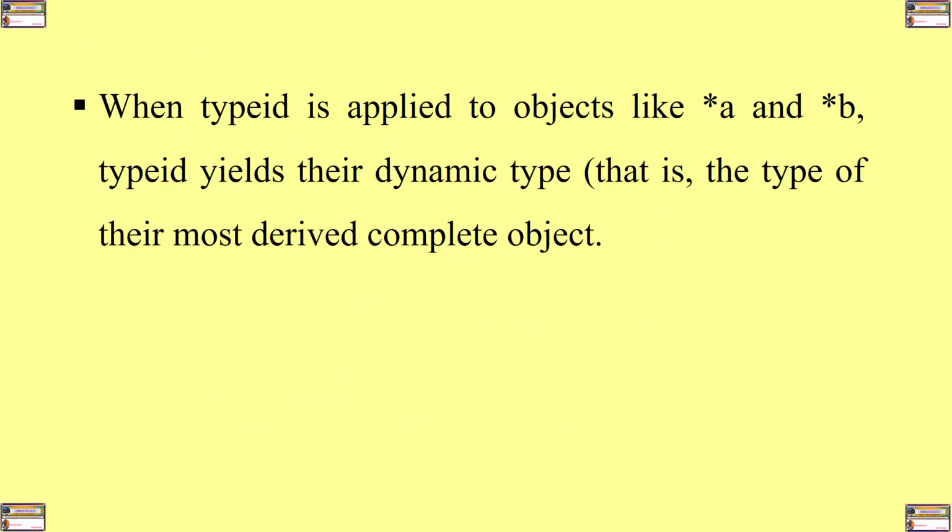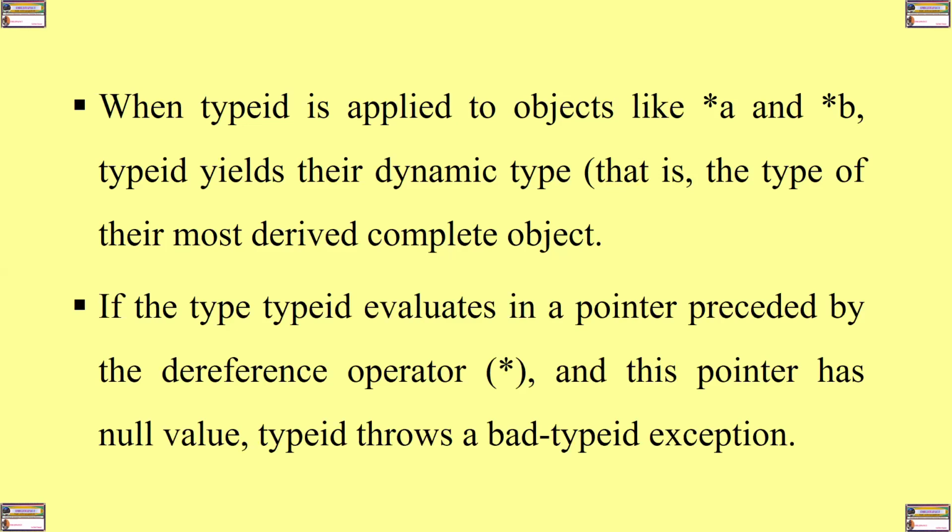When typeid is applied to objects like pointer to A and pointer to B, typeid returns their dynamic type, that is, the type of their most derived complete object. If typeid evaluates a pointer preceded by the dereference operator, and this pointer has a null value, typeid throws a bad_typeid exception.